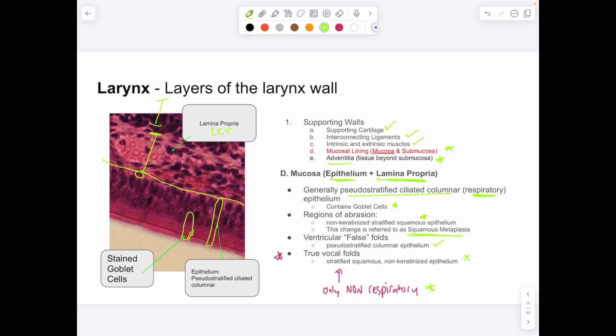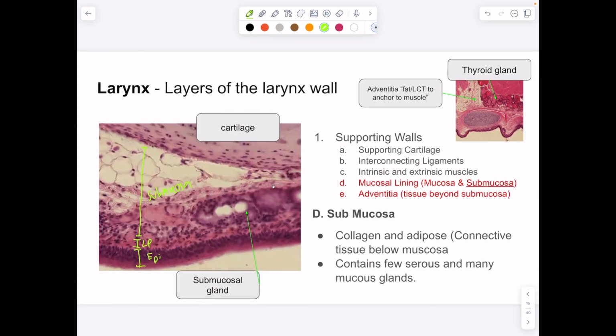And then past that, we're going to start to see our submucosa. So we'll get to that in just a second. All right, so looking at the mucosal lining, we have our respiratory epithelium on the walls of the larynx, there's more on this, lamina propria, and then deep to that our submucosa is going to be collagen and adipose. You can see there's a decent amount of adipose here, but loose connective tissue, and then importantly, it's adjacent to the cartilage, right? So right next to the cartilage is going to be submucosa.